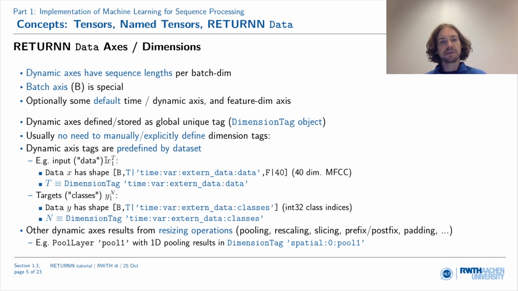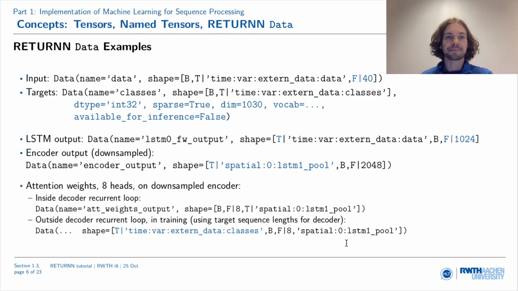For example, when you have an input x, 1 to T, this Data x has this shape: batch, then time, and this has this dimension tag, and feature. And the time here has this special dimension tag. Or targets, it looks similar, and here for y, 1 to N is the dimension tag. And then when you have other operations, like resizing operations, like pooling, rescaling, and so on, you would get new dimension tags automatically. Here, from pooling, you would get this new dimension tag.